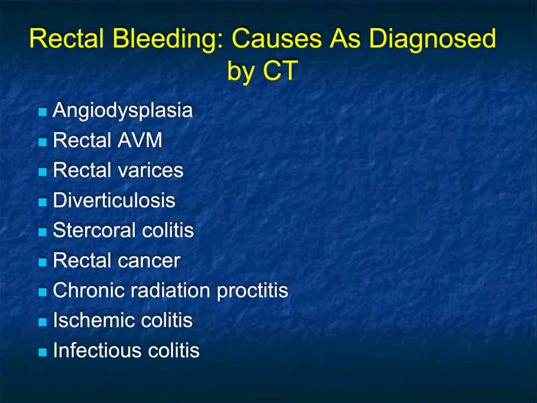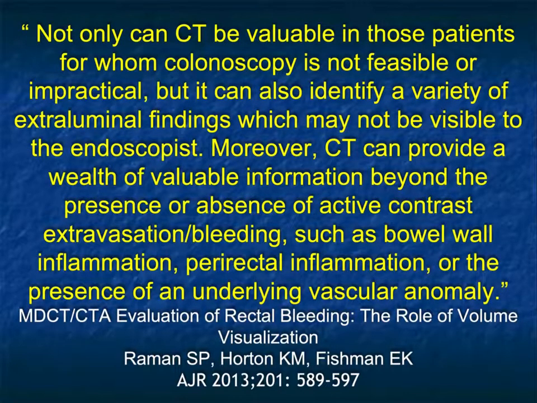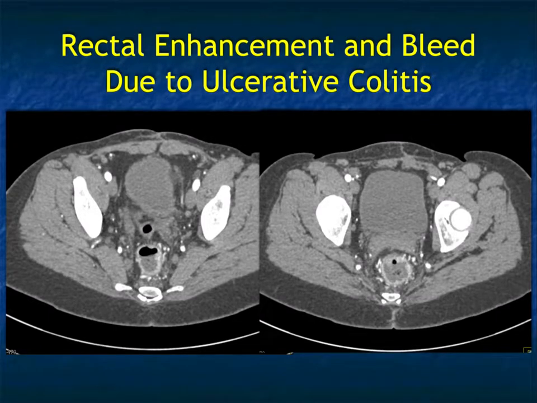Now let me go down to the lower part of the colon, the rectum. Rectal bleeding is not uncommon. Angiodysplasia, AVM, rectal varices, particularly related to cirrhosis, diverticulosis, stercoral colitis, cancer, radiation, ischemic, and infectious colitis are all possibilities. And we wrote this article, this was Shiva Raman when he was with us, speaking about the presence of rectal bleeding and how 3D plays a very valuable role in detecting the presence of bleed, but also in defining the extent.